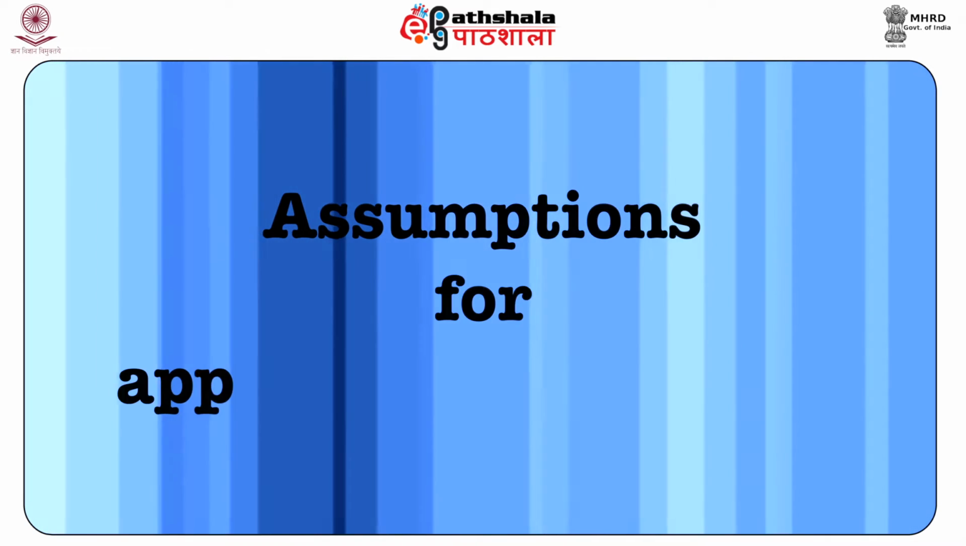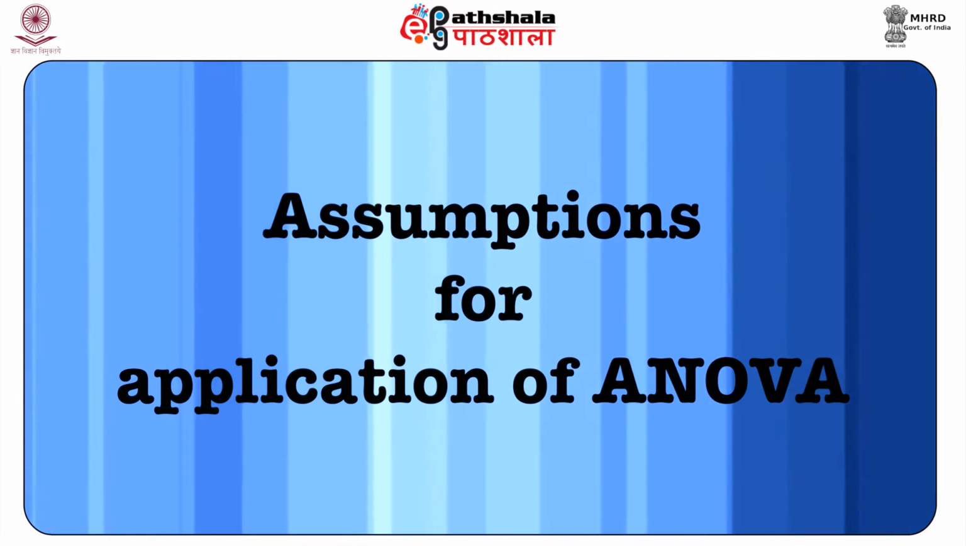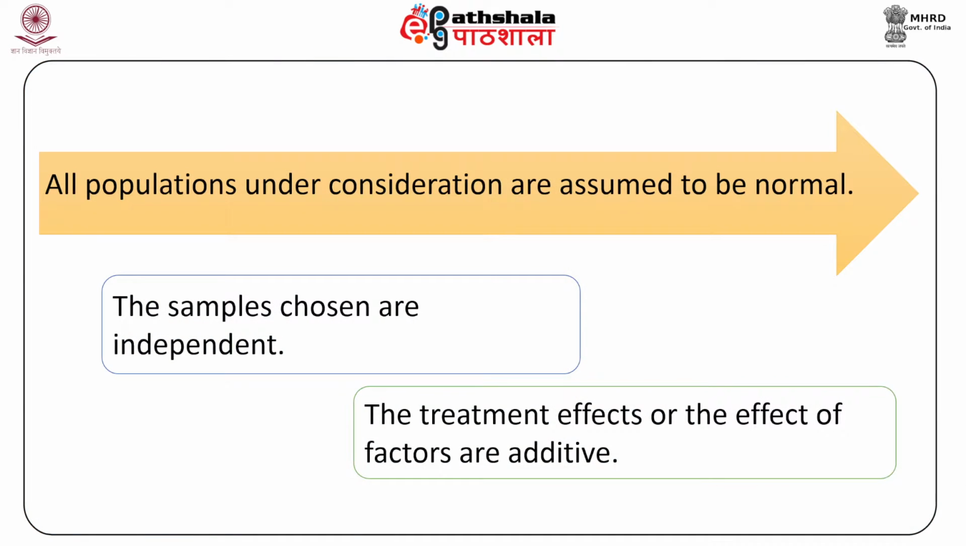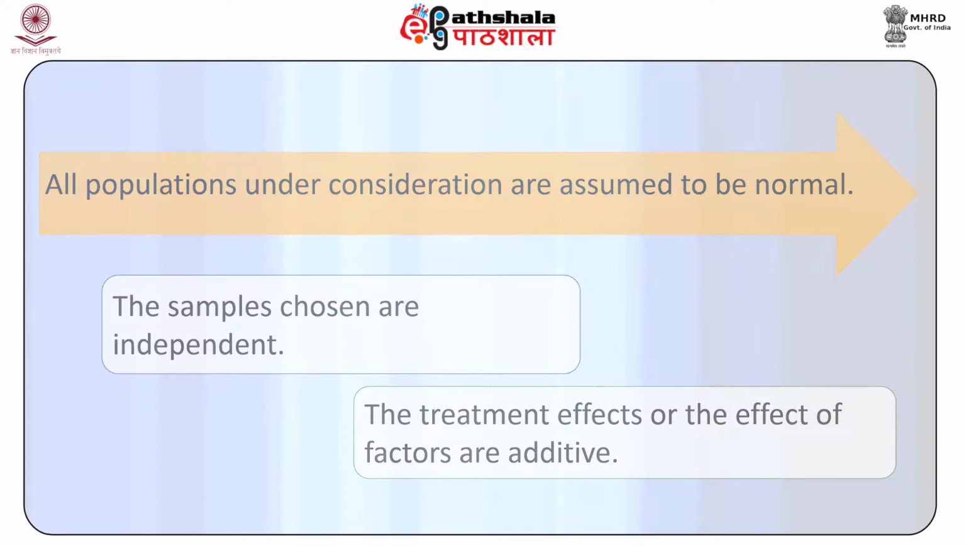Now, what are the assumptions? Are we making any assumptions in the application of this ANOVA? Let us look at some of these conditions which we are imposing. The first assumption is that all populations under consideration are assumed to be normal. The second assumption is that the samples chosen are independent. And the third assumption is that the treatment effects or the effects of factors are additive.